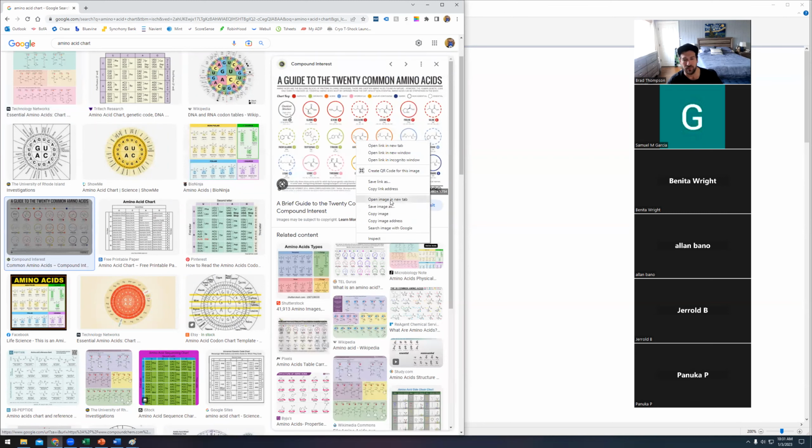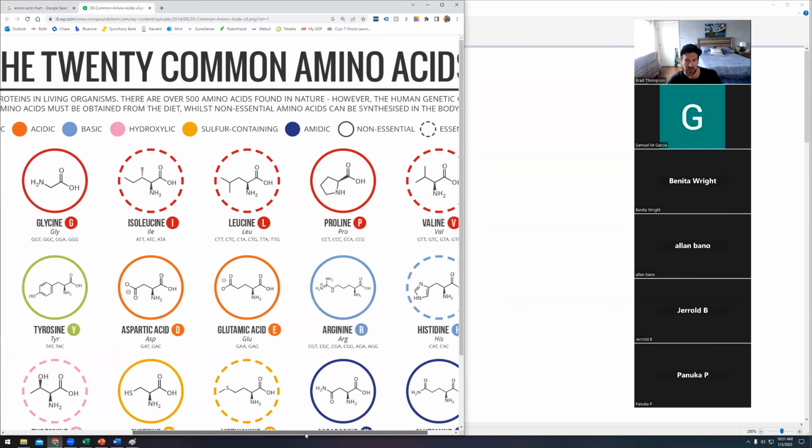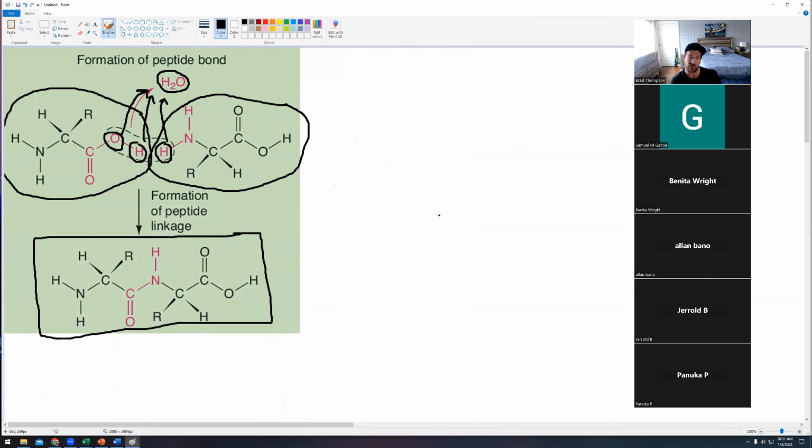Actually, there we go. That's a good picture. See how they're all just slightly different shaped, guys? You don't need to have these memorized or anything. That's not going to do anything for you. But you can see they all just have a slightly different shape. These are the 20 ingredients that your body uses to make literally everything you've got in your body.